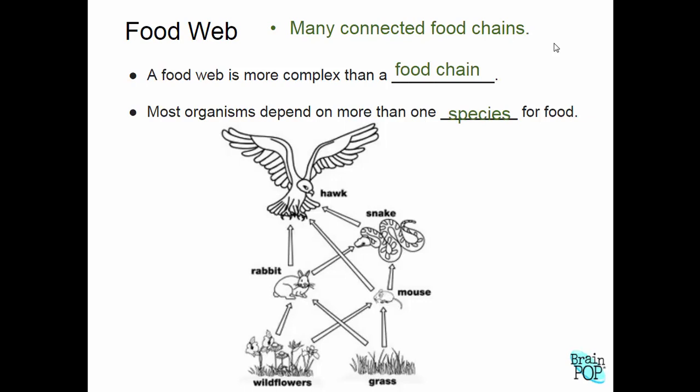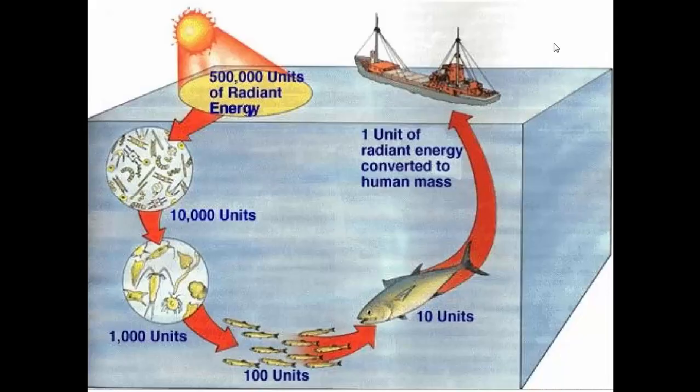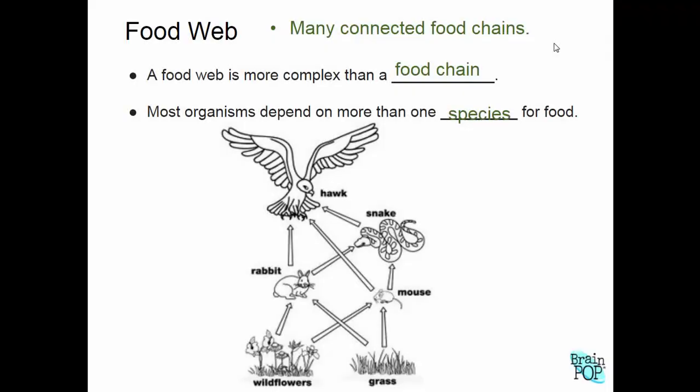So this would be a pretty simple food web. We could look at it and identify several food chains, like wildflower, mouse, snake, hawk, or wildflower, rabbit, hawk. Those are two different food chains you could find within this food web. Is this a food chain or web? Food chain.